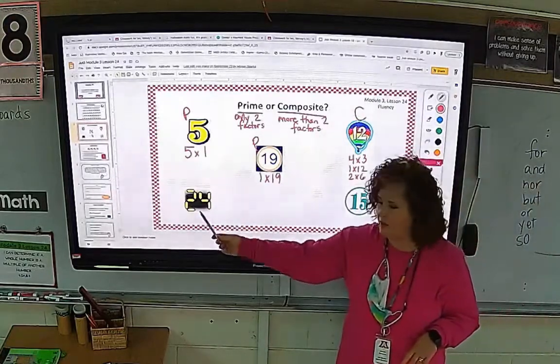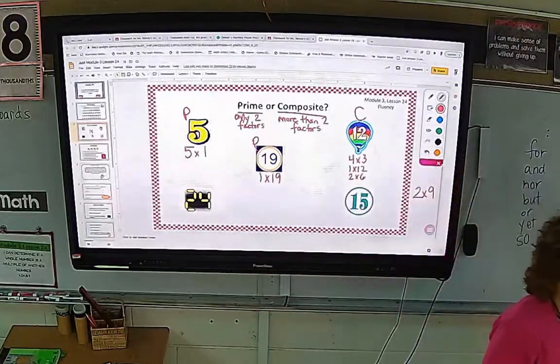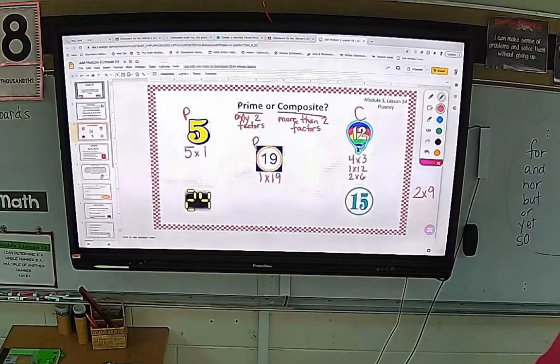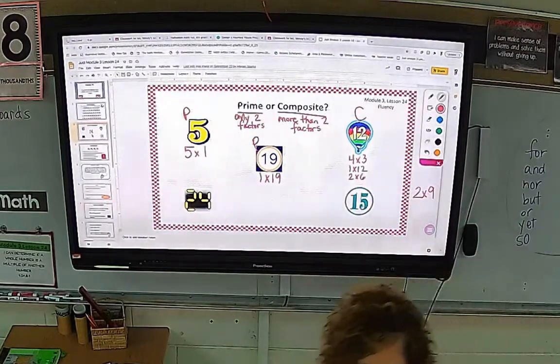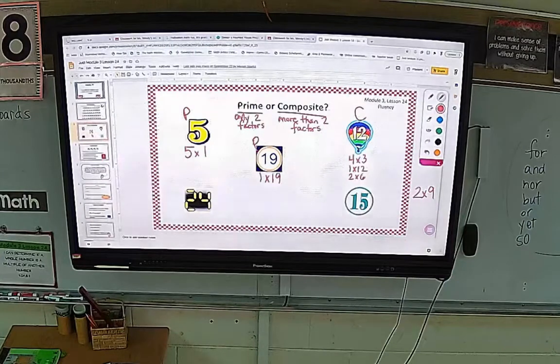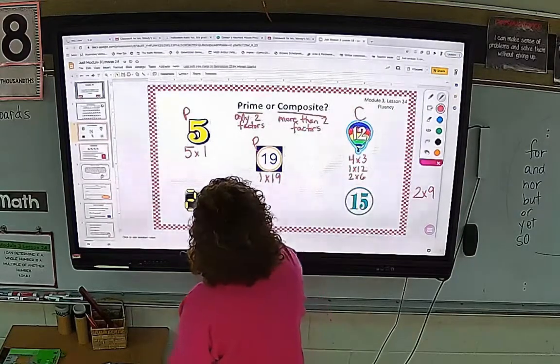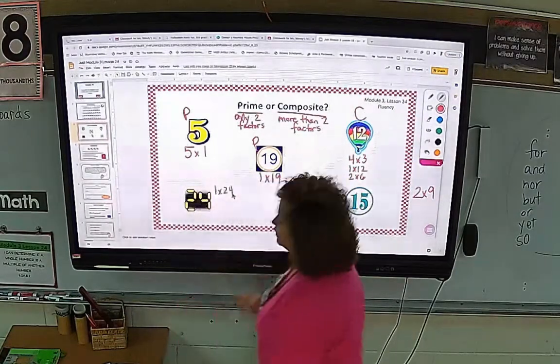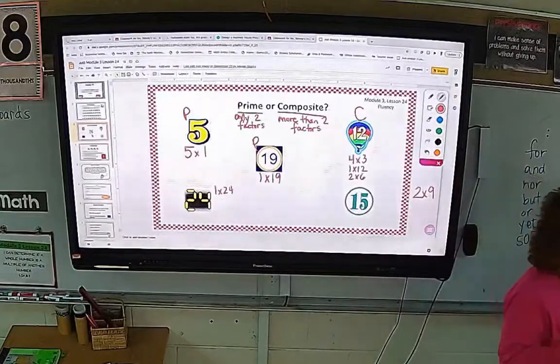Okay, the number 24. Prime or composite? Well, to figure that out, you need to know its factors. What is something that we multiply? Brandon, what's something that we multiply and we make 24? 1 times 24. Sure, 1 times 24. We got to remember that one, don't we? 1 times 24, but are there others? That's the key question. Are there others?